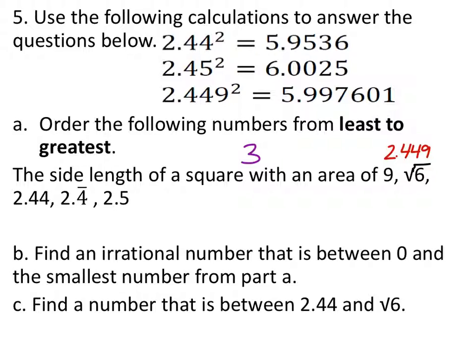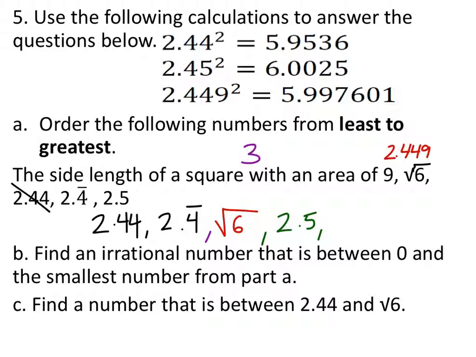So from least to greatest, the lowest value we have is 2.44. That takes care of that one. The next lowest would be 2.4 repeating. The next lowest would be the 2.449. Actually, let's go ahead and put the square root of 6 there. And after that, 2.5. And then finally 3. So this is listed from least to greatest.